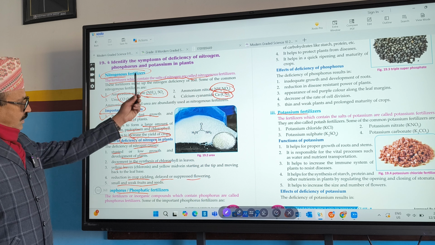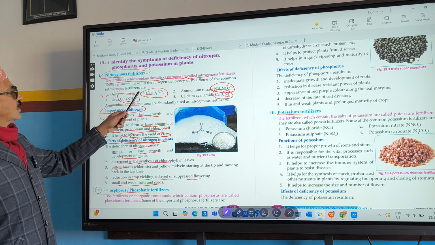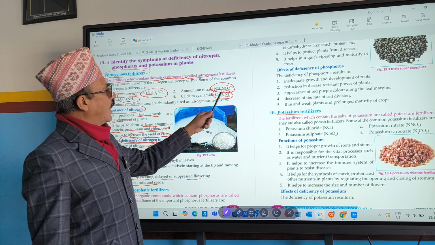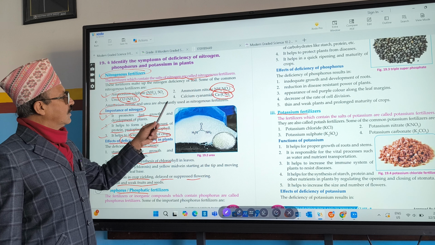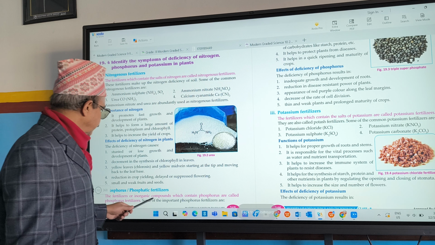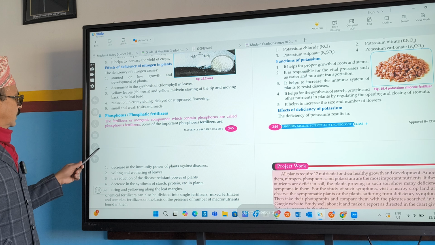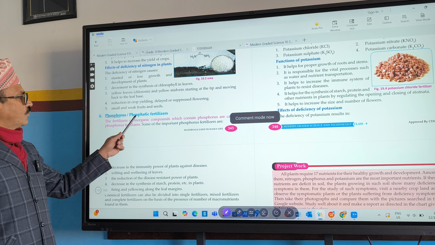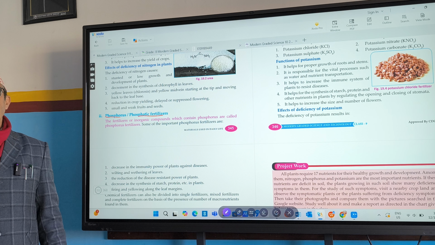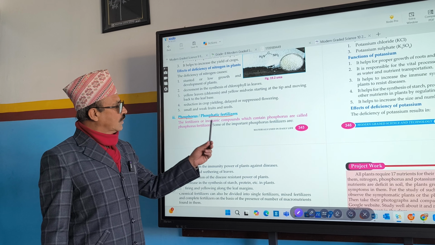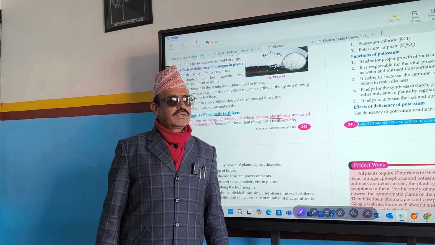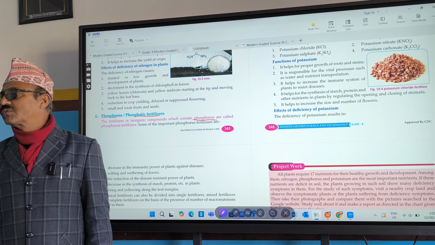Examples of these fertilizers which contain nitrogen are ammonium sulfate, ammonium nitrate, urea, and calcium cyanamide. Now next one is phosphorus or phosphatic fertilizer. What is a phosphorus or phosphatic fertilizer? Fertilizer which contains phosphorus, where there is presence of phosphorus.